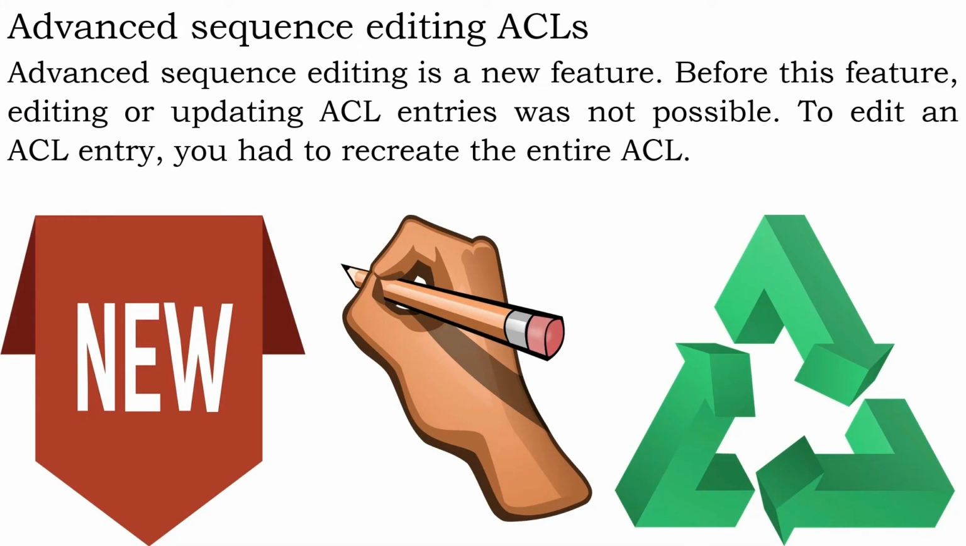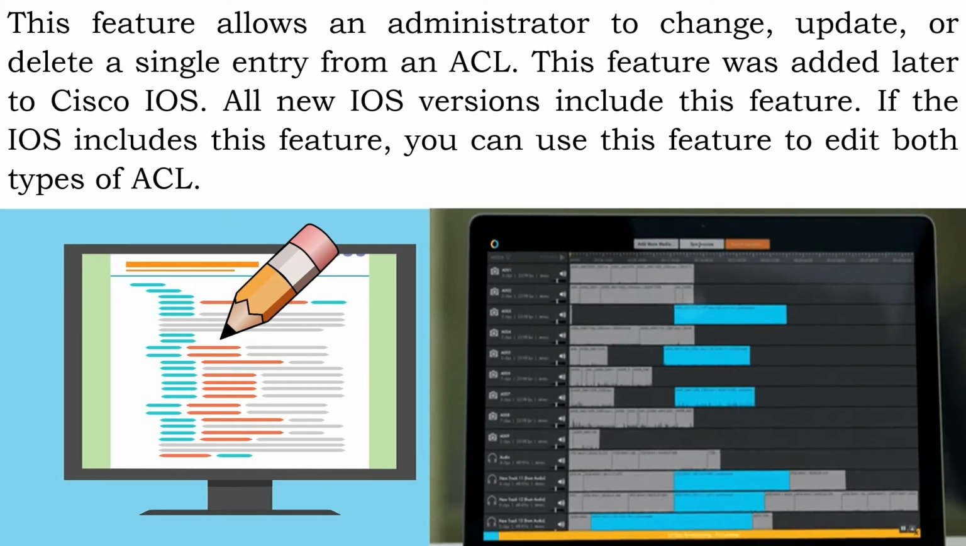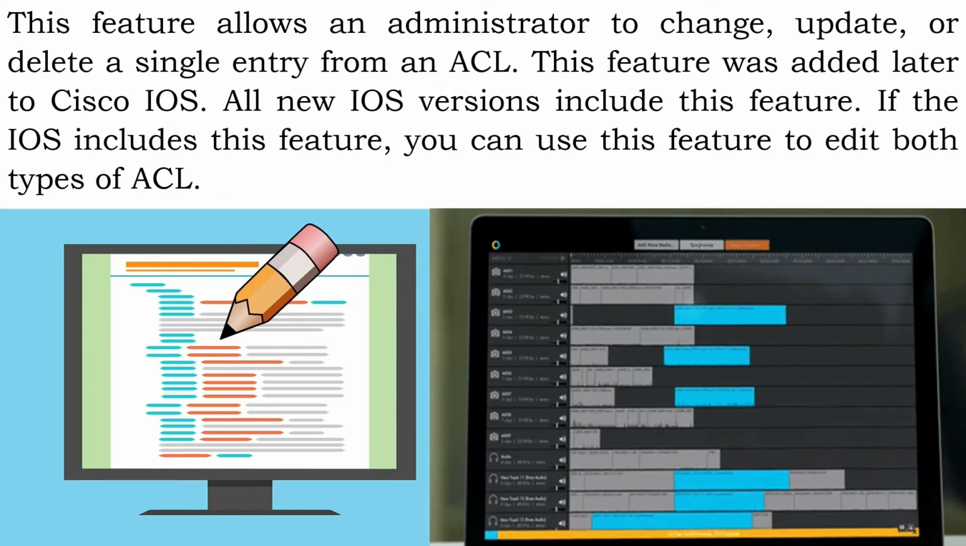Advanced Sequence Editing ACLs. Advanced sequence editing is a new feature. Before this feature, editing or updating ACL entries was not possible. To edit an ACL entry, you had to recreate the entire ACL. This feature allows an administrator to change, update, or delete a single entry from an ACL. This feature was added later to Cisco iOS. All new iOS versions include this feature. If the iOS includes this feature, you can use it to edit both types of ACL.